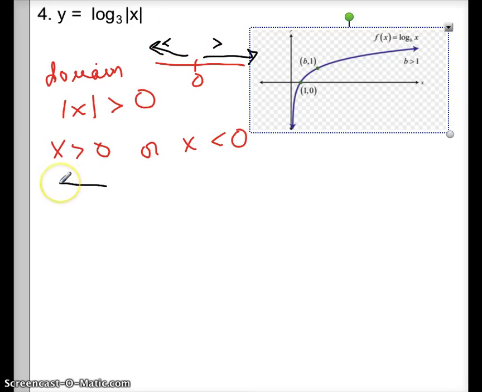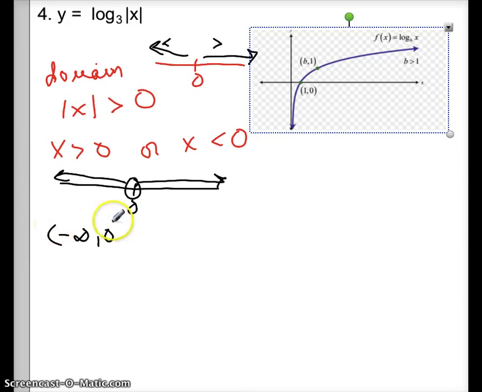If we put this on a number line and graph, we'd have an open circle at 0, shade to the right for x is greater than 0, shade to the left for where x is less than 0. So our domain is from negative infinity to 0, union 0 to positive infinity.